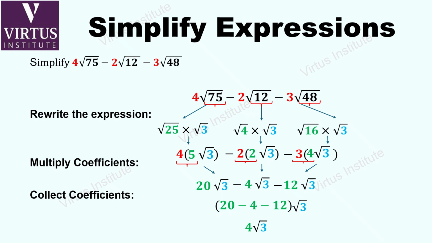Remember, simplify each surd term first. Find the largest square number inside each term. Take the square root of that square number and write it outside the surd. Multiply any numbers outside brackets. Collect the like surds by combining their coefficients. Keep the surd parts the same.